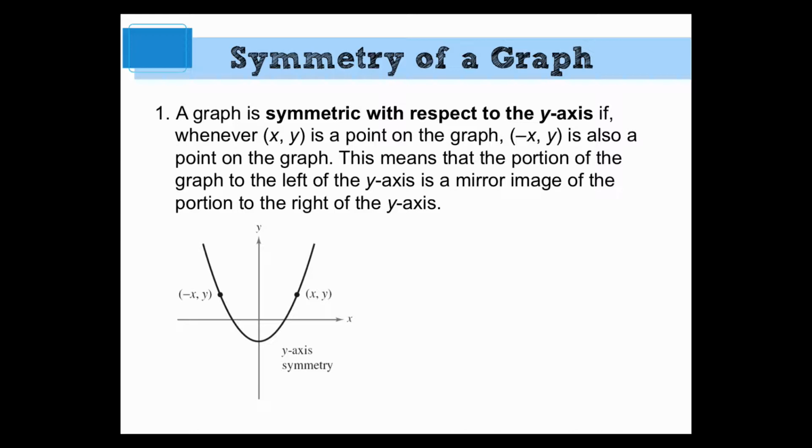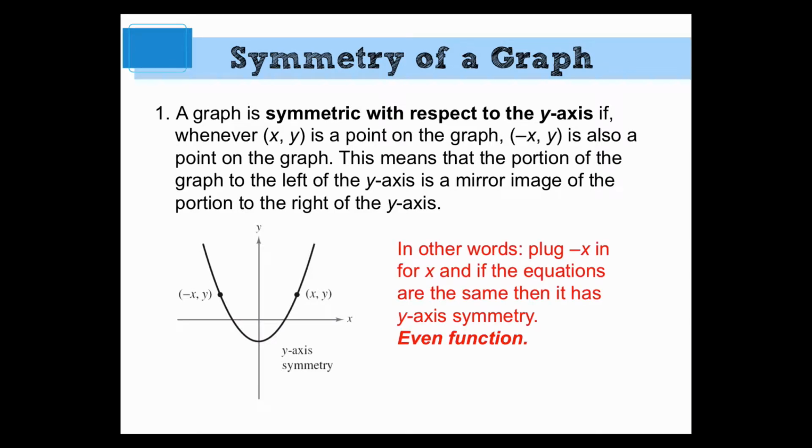And the process that you use for that, and I'll take you through a couple examples, is you're going to plug negative x in for x, simplify things and see if it matches what you started with. It'll make more sense when we go through the example, and I know you've done this before, right? Okay, good. Some of you shake your head, some of you look like I'm speaking Italian.